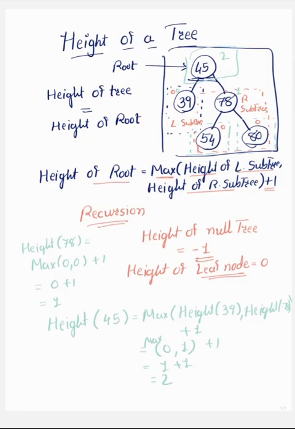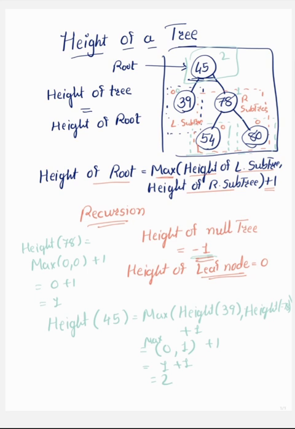So it's a convention. Which convention are you using? If you consider the height of a null tree as 0, then this height will be 3. It is based on which convention you are using, and whatever convention you use throughout the entire concept of height and depth and balance factor and everything, you need to stick to that convention only. So this is how we can calculate it.